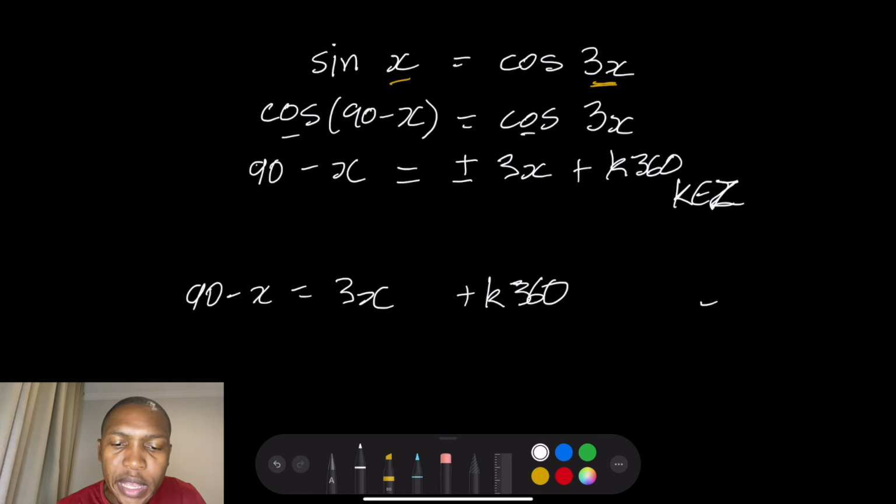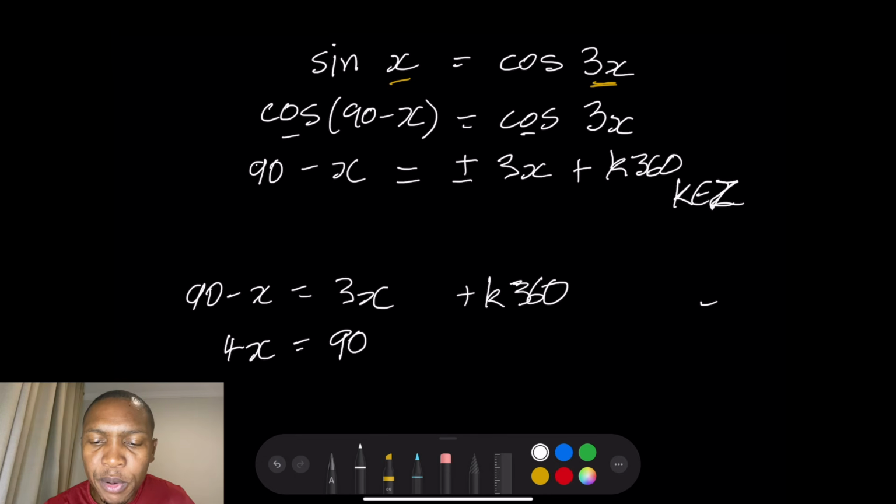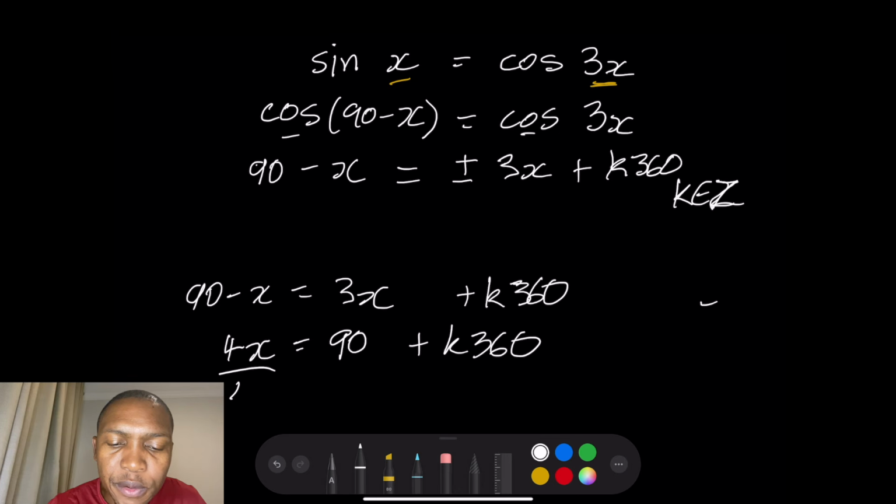Right, so let's try to solve that. If you take x to the other side, you end up with 4x is equal to 90. I'm sure quite a number of you prefer to work with x, or the variable, on the left hand side. I prefer it. So 4x is equal to 90 plus k 360, and of course we can divide both sides by 4.